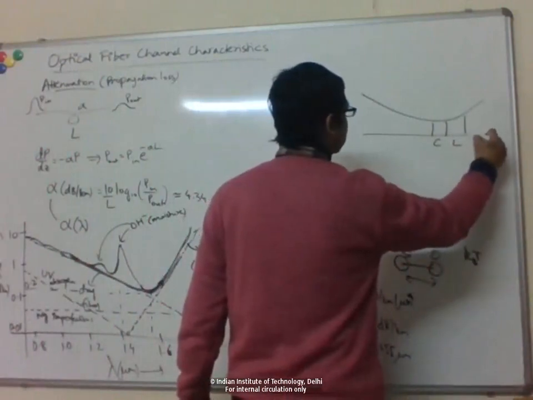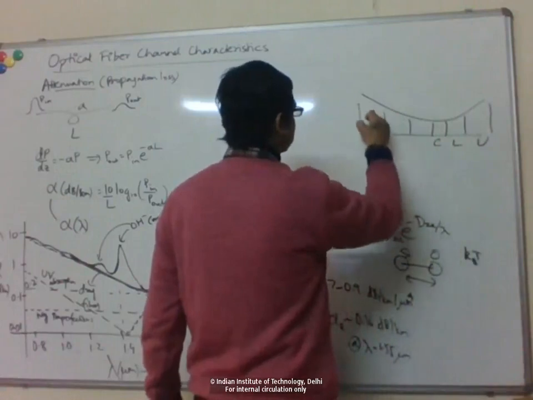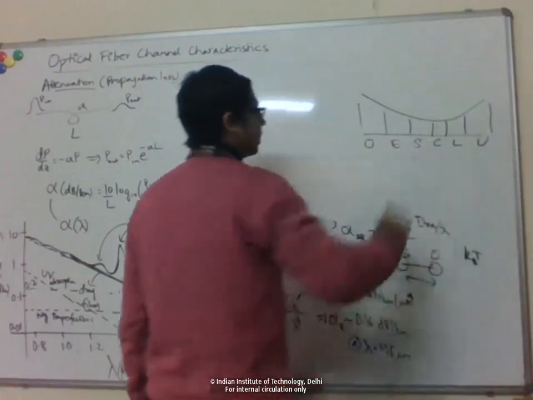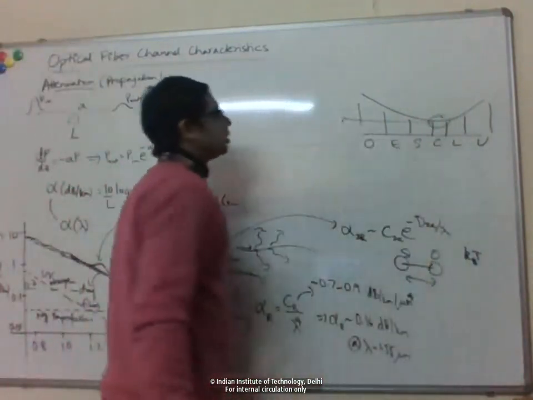And then L, U here, and this O, E, S or something. So the minimum loss, 0.2, is for the C band.